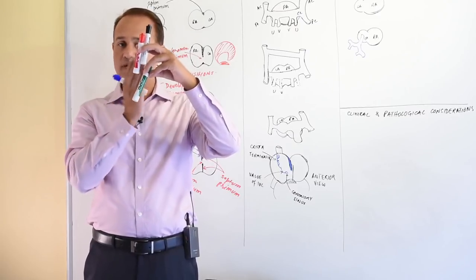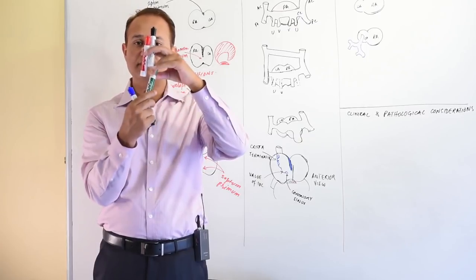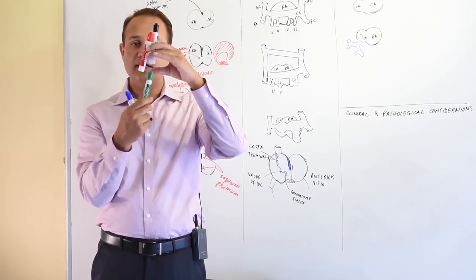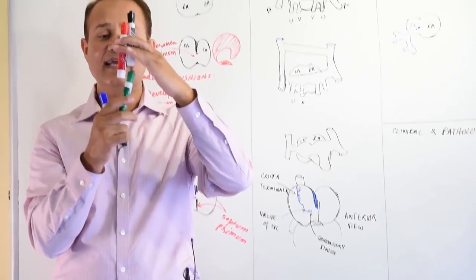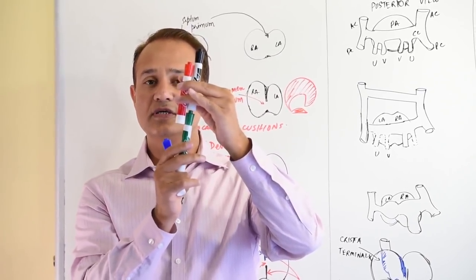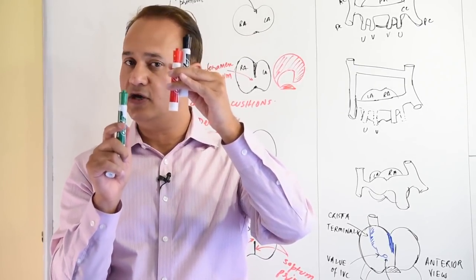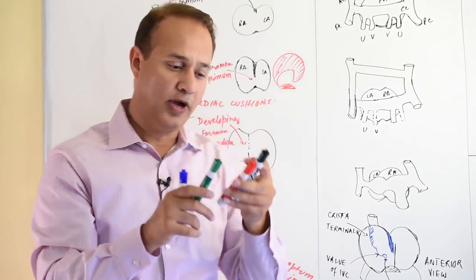So that is a right to left shunt. But if the blood comes from the left side, it would push the septum primum against the septum secundum, the red marker in this case, and close the valve. So left to right flow will not work. Right to left flow will work.